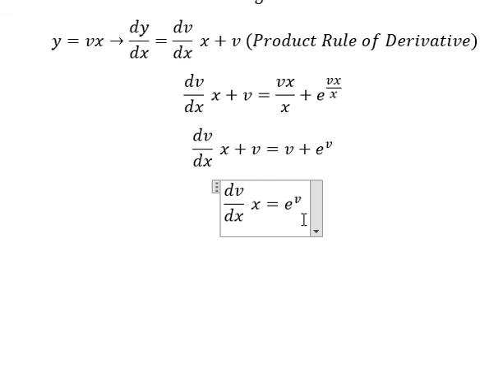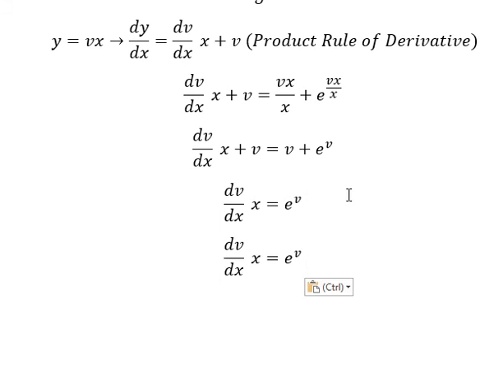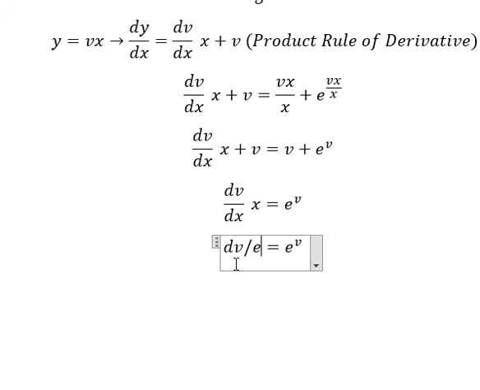So e to the power of v we put on the left, ds and s we put on the right. So we have dv over e to the power of v, and this one is ds over s.